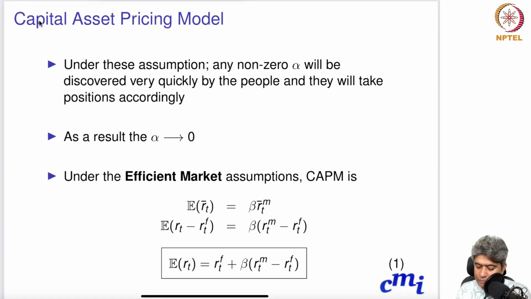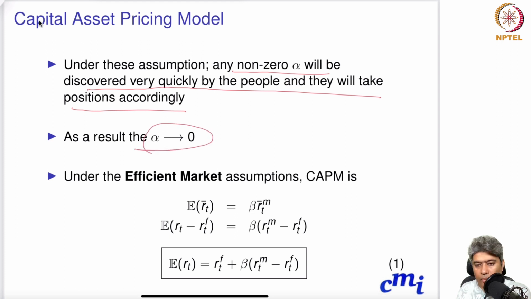So under these assumptions, any non-zero alpha will be discovered very quickly by the people and they will position accordingly. As a result, alpha will go to 0. As soon as people figure out that a particular stock is undervalued, people will start buying, or as soon as people figure out a particular stock is overvalued, people will start selling. So very quickly alpha will go to 0, and the prices will become efficient.